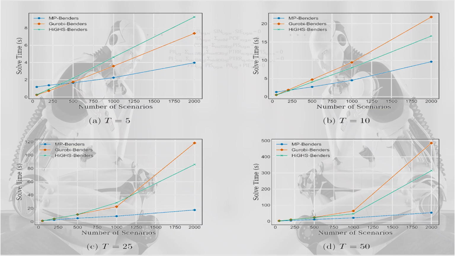Figures 5a to 5d illustrate the computational results for DB multi-segmentation with planning horizons of 5, 10, 25, and 50 years. Subproblem solution time is reported for different numbers of scenarios equal to 50, 200, 500, 1000, 2000, comparing the critical region query method based on MP Benders with direct solutions using Gurobi Benders and HiGHS Benders. Across all cases, the MP Benders approach consistently yields faster subproblem solution times, particularly as the number of scenarios increases.